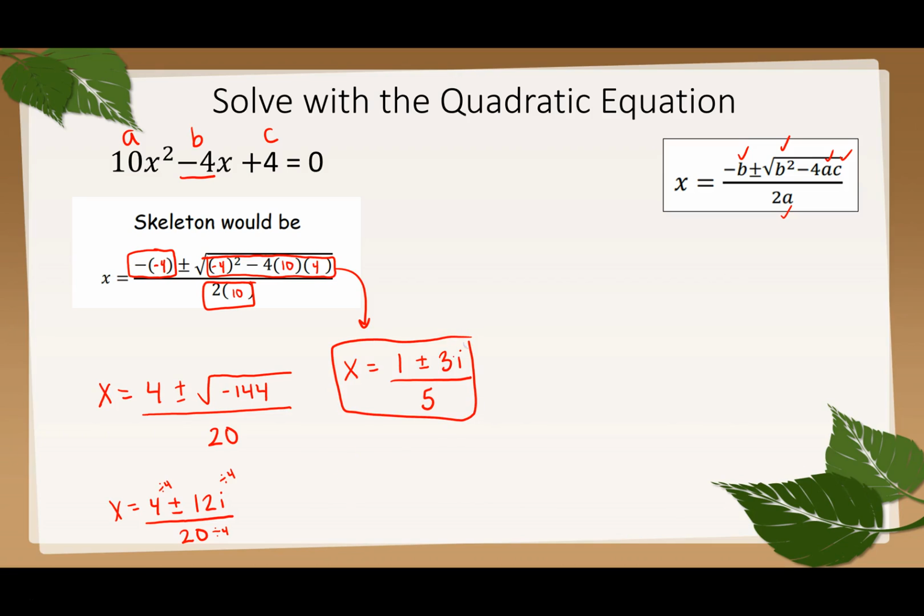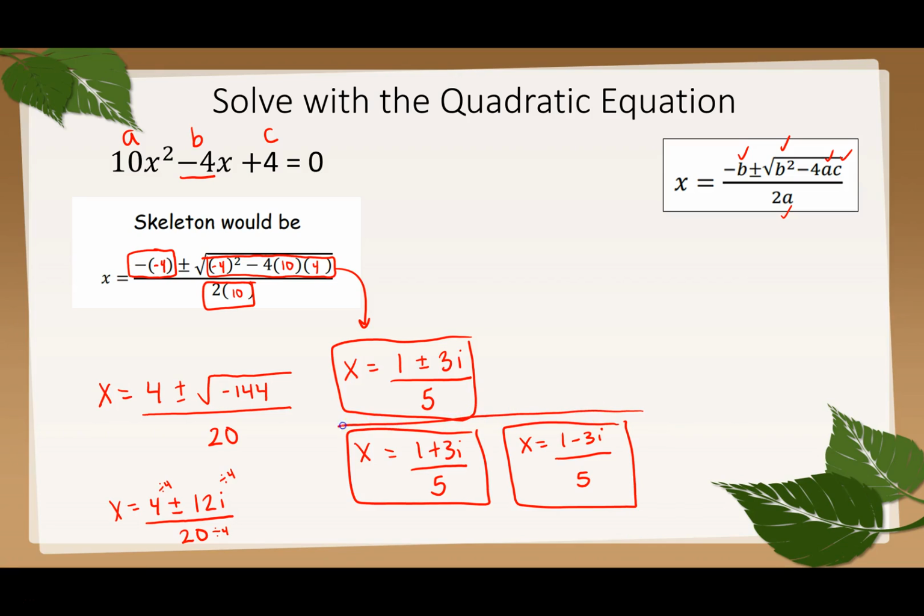But if you want, you can also write this as x equals 1 plus 3i over 5. Or you could write it as x equals 1 minus 3i over 5. So if you are going to write it this way, you have to include both answers. If you're going to write it this way, you can just keep it like that because the plus or minus implies both answers. So we would say in this problem that there is no real solution, but there are two imaginary solutions right here.